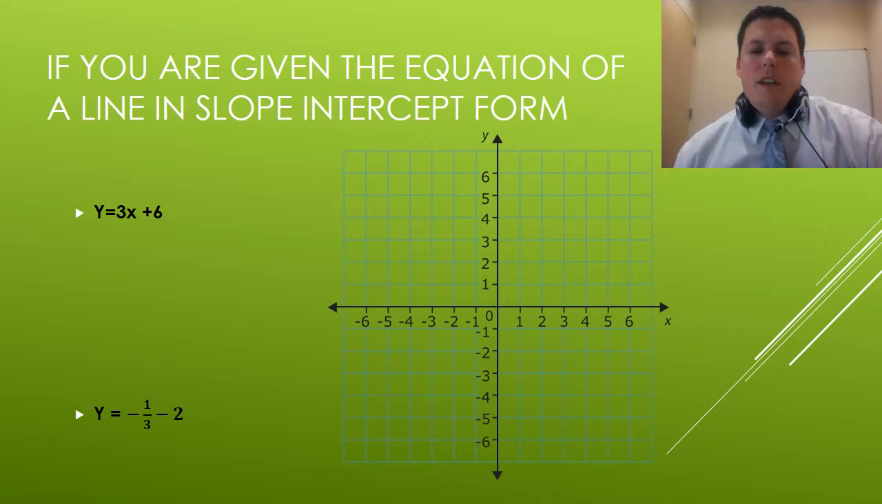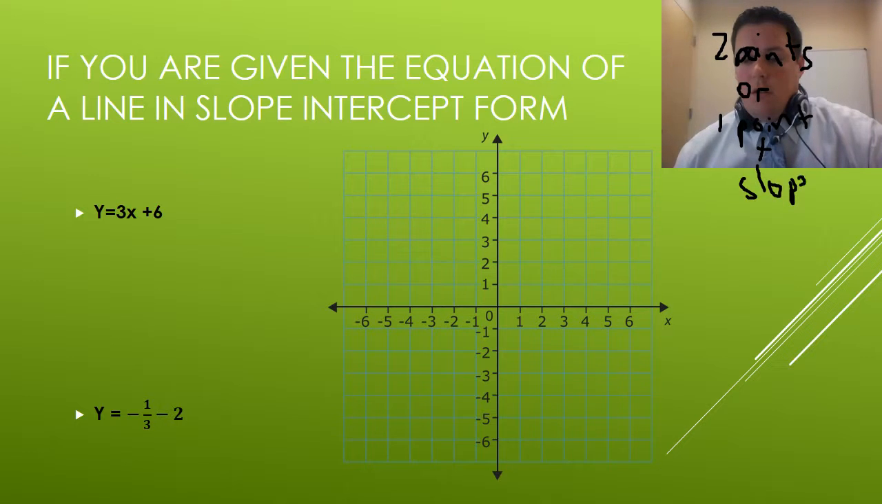In order to graph a line, you need one of or two of three things. You need either 2 points, or 1 point and a slope, or you need the equation of a line.